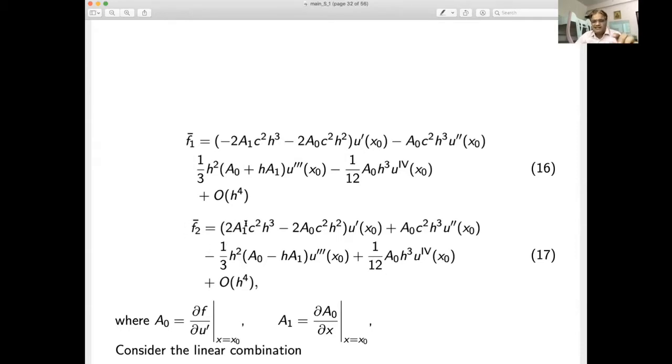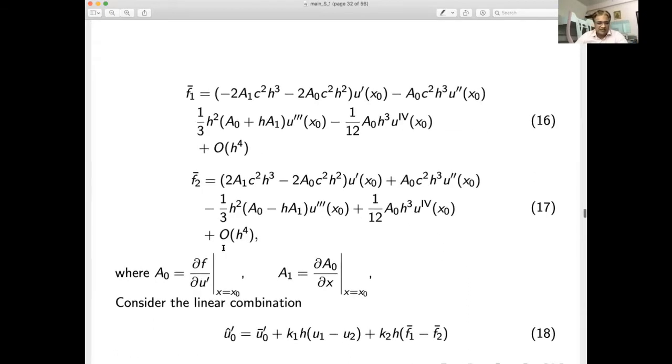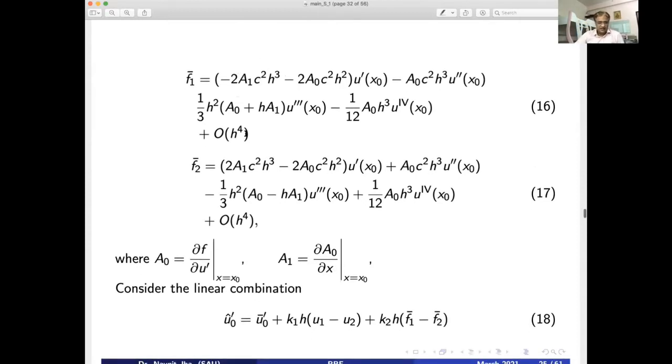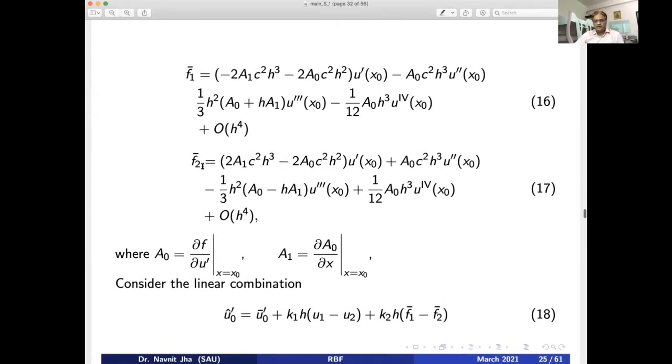Here, in the short notation, I have replaced del f by del u bar at x naught by a naught, and a1 stands for the derivative, basically del a naught by del x. The functional a naught is basically a function of x ultimately, so you find the partial derivative with respect to x, and then you can evaluate it at x naught. Now, with these two values, I will update.